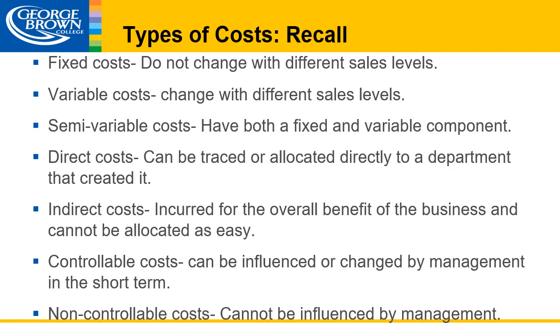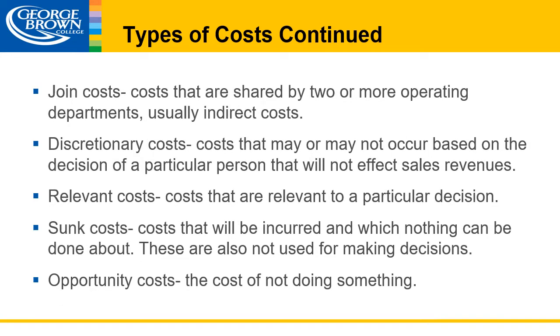On the other hand, we have non-controllable costs, and these are costs that cannot be influenced by management within the short term. Most fixed costs tend to be examples of non-controllable costs, because I can't control my rent. It is what it is, right? It's outside the scope of my influence, and things like that. So here are some initial cost categories with some examples. In the next slide, I'm going to go over some more as well.